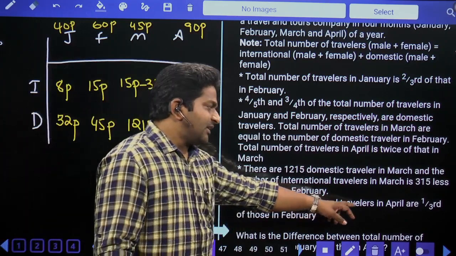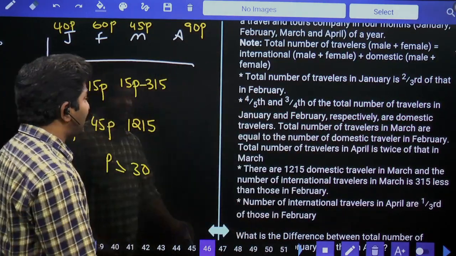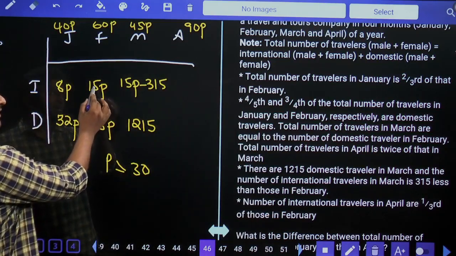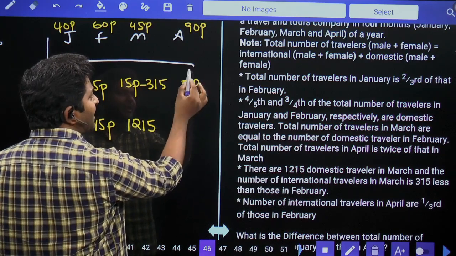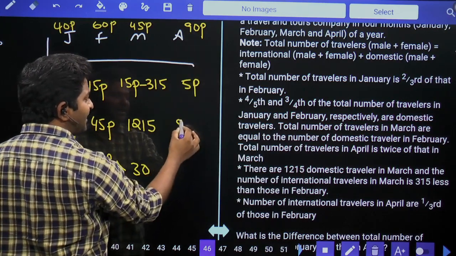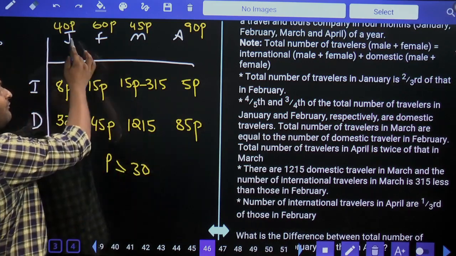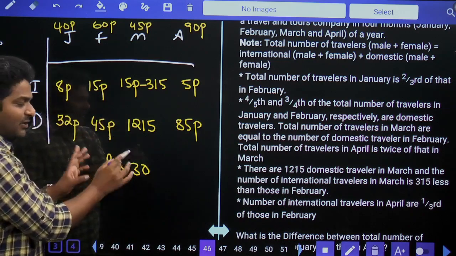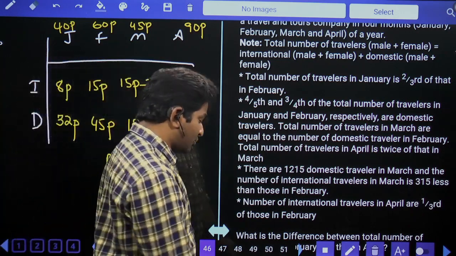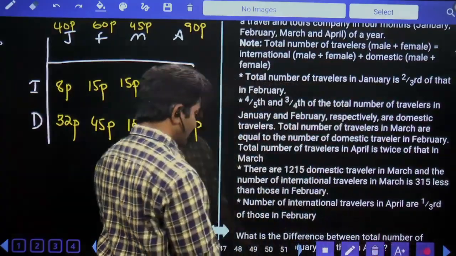Number of international travelers in April is 1/3 of those in February. International travelers in February, we have 15 parts, so 1/3 is equal to 5 parts. If 5 parts is here out of 90, the remaining is equal to 85 parts. You know 1 part is equal to 30, so every number can be multiplied by 30, and then replace the parts values with 30. You'll have one more table, and that looks like this one.